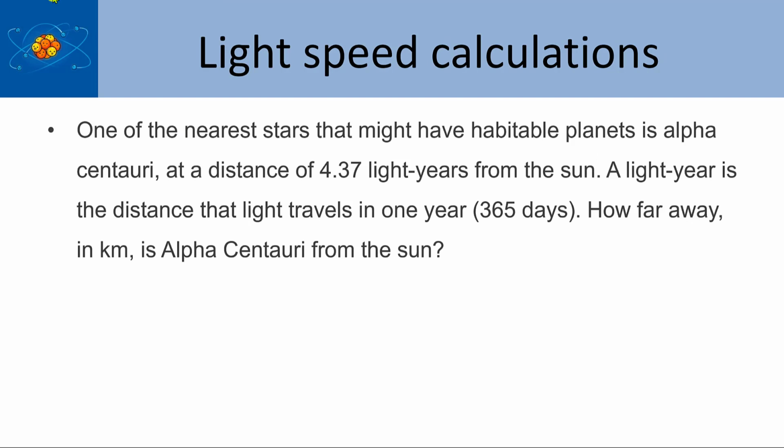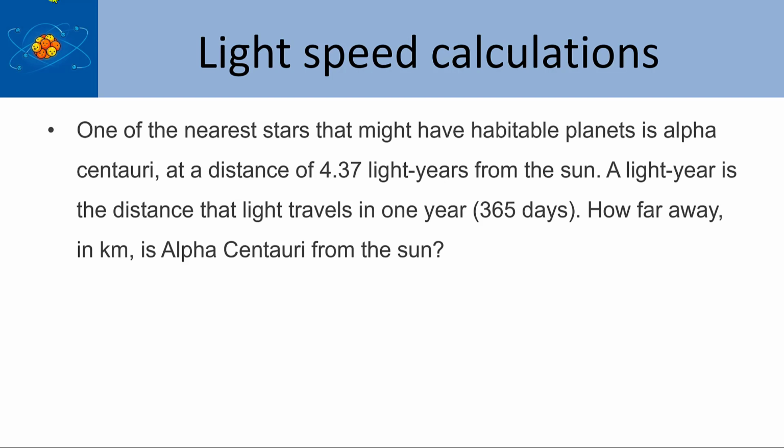Okay, so another common kind of conversion calculation that we see is the conversion of light years to kilometers or miles or something like that. And so this is one of those questions. It says one of the nearest stars that might have habitable planets is Alpha Centauri at a distance of 4.37 light years from the sun. A light year is the distance that light travels in 1 year, 365 days. How far away in kilometers is Alpha Centauri from the sun? So it's very similar to one of the even questions in the book.